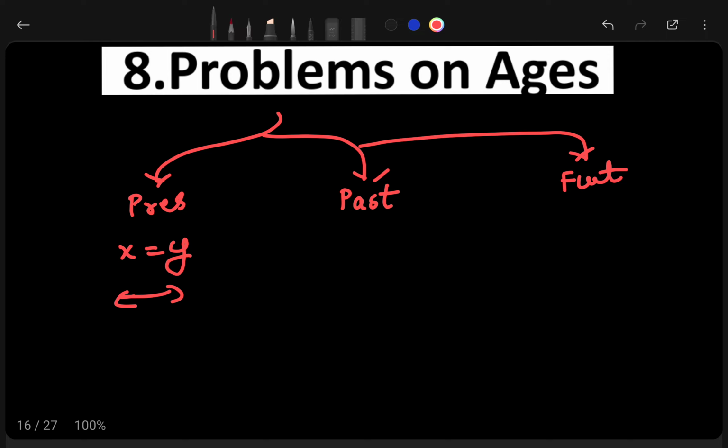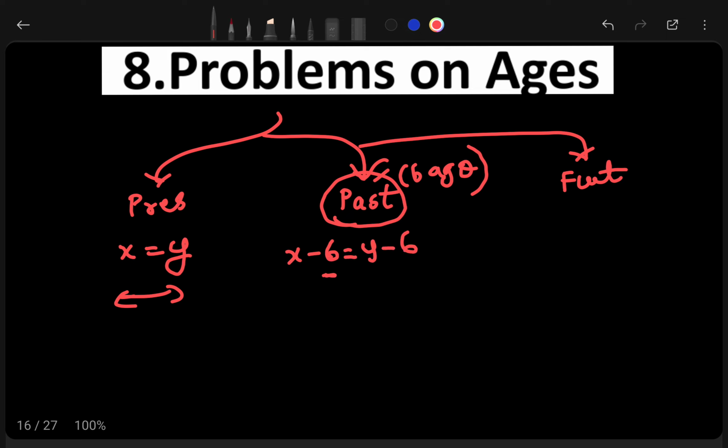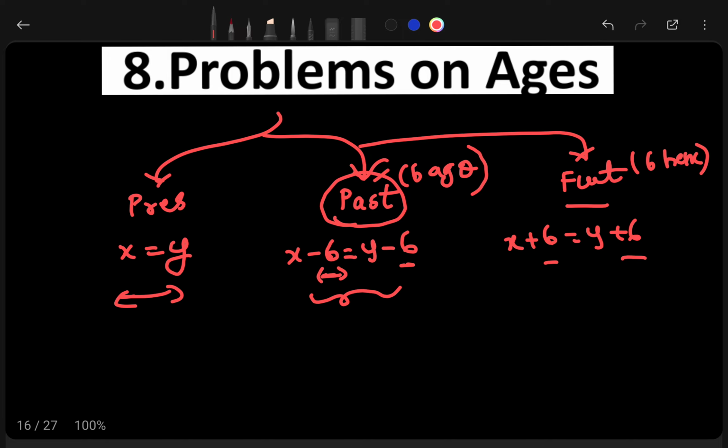x equal to y, if x and y are present ages of two persons. Now he will be saying 6 years ago, so you have to write x minus 6 equal to y minus 6. Many guys include this minus 6 on only one side, but it is important to include both sides. And for the future, he will be saying 6 years hence, for example, so x plus 6 equal to y plus 6. This is the simple concept. Don't forget to add or subtract on both sides.